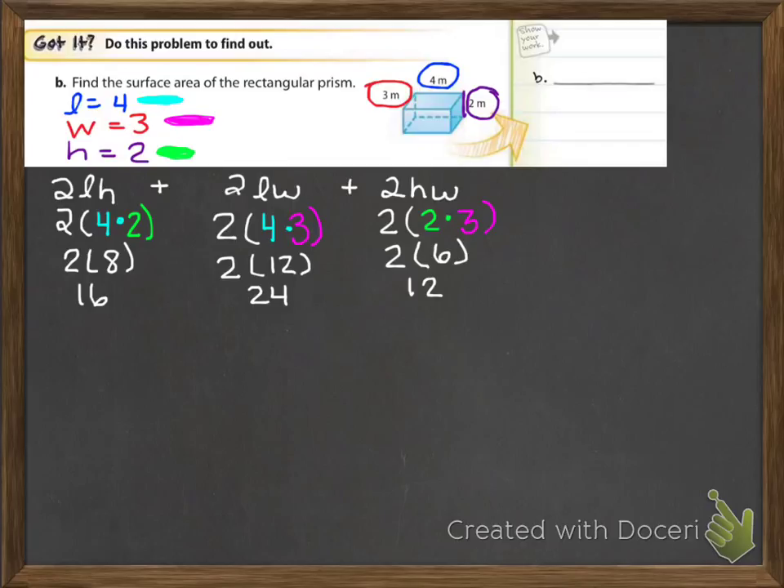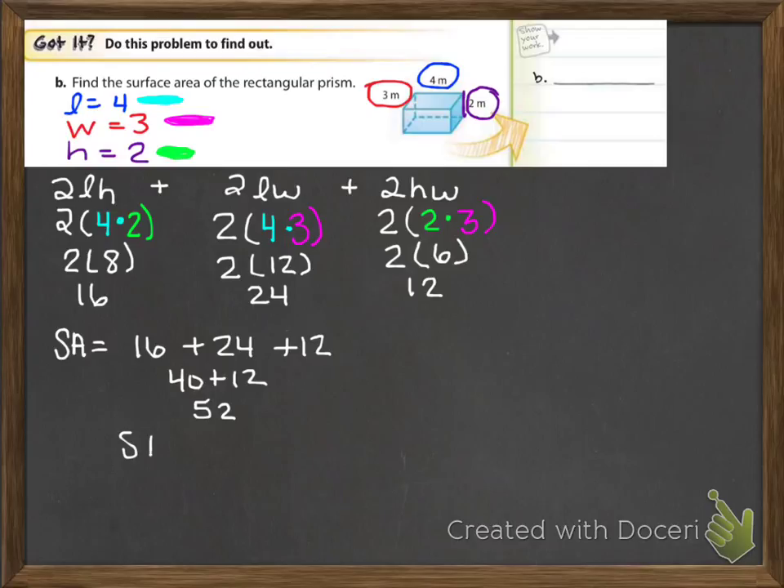And now at the bottom, to find your final surface area, you're going to add those all up. So your surface area will be equal to 16 plus 24 plus 12. So if I add 16 and 24, I get 40 plus 12 gives me a total of 52. So let's go ahead and check my answer. My final answer is going to be surface area equals 52 meters squared because it is area. So we're going to put a box around that.